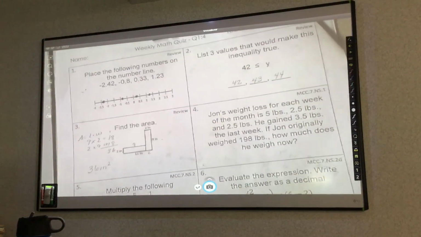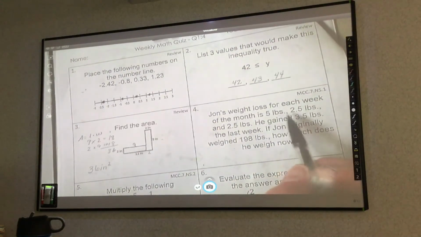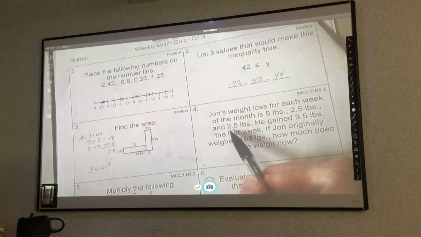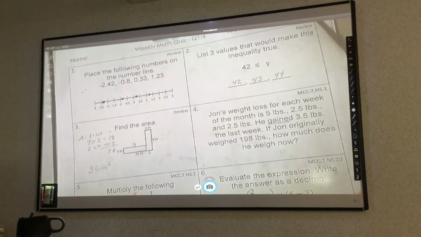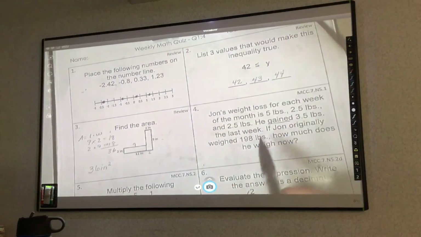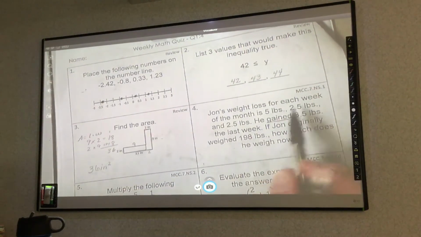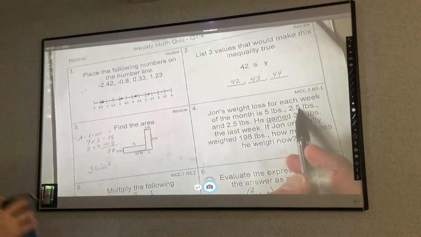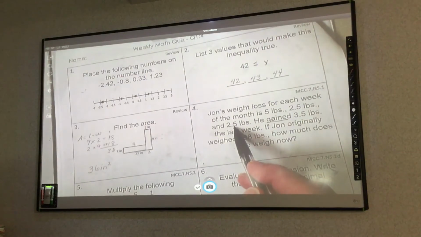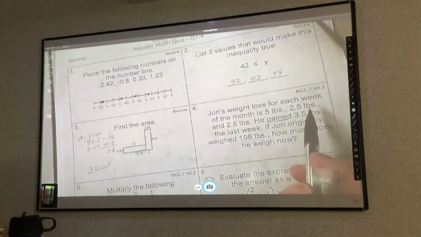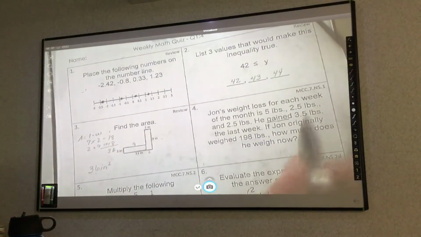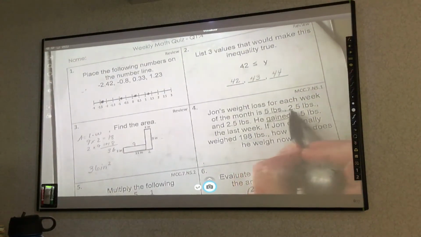John's weight loss for each week of the month is 5 pounds, 2.5 pounds, and 2.5 pounds. He gained 3.5 pounds the last week. If John originally weighed 198 pounds, how much does he weigh now? Some of you just start with 198 and then you subtract 5, subtract 2.5, subtract 2.5, and then add 3.5. That way it's fine.